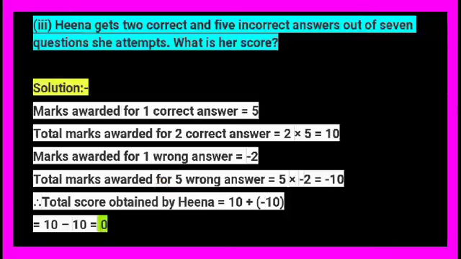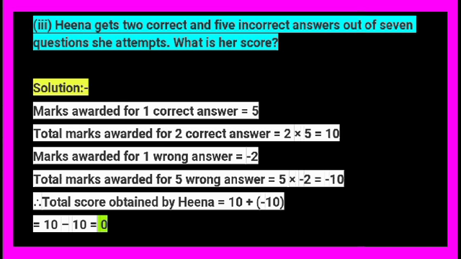Third condition is Hina gets 2 correct and 5 incorrect answers out of 7 questions she attempts. Now the total questions are 7. Out of these 7, Hina's 2 answers are correct and 5 are incorrect.